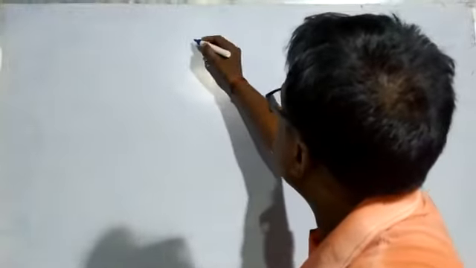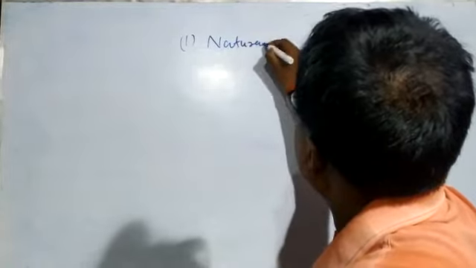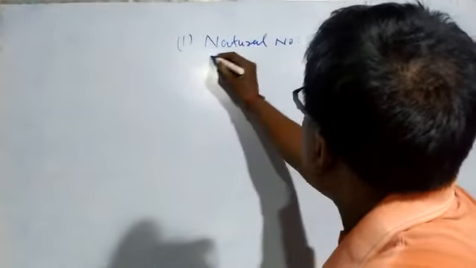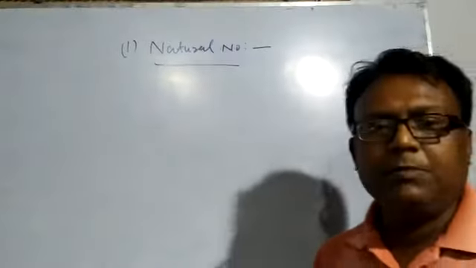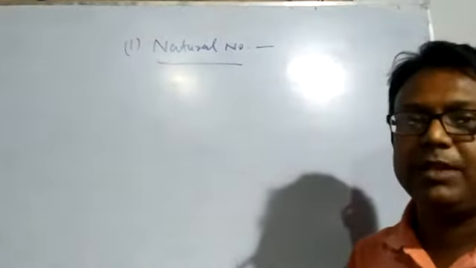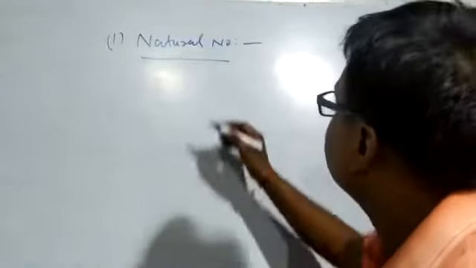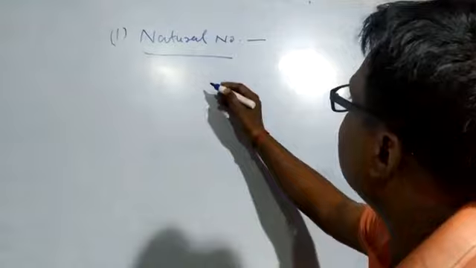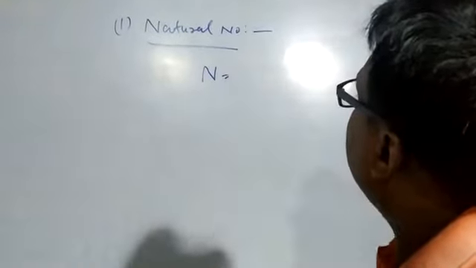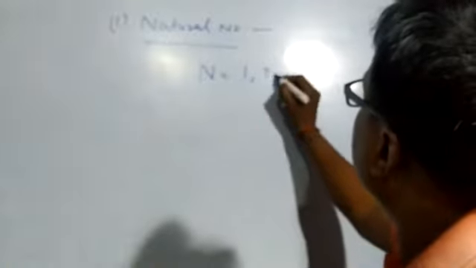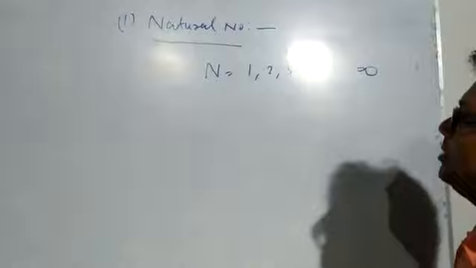Now the first topic is natural number. The numbers which start from 1, 2, 3, 4 to infinity, we can say that is the natural number. We can denote it by the letter N. N means 1, 2, 3, that's to infinity. That is called natural number.